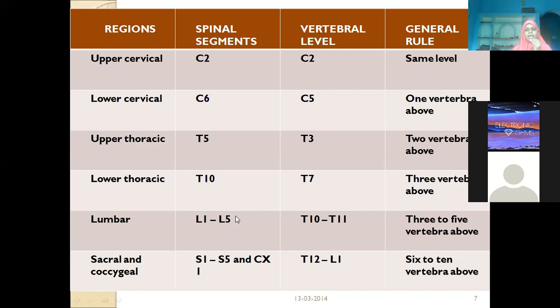The lumbar L1 to L5 is lying at which vertebra level? It is lying at the vertebra level T10 to T11. So like that, this is the rule which is written here, what I have discussed.